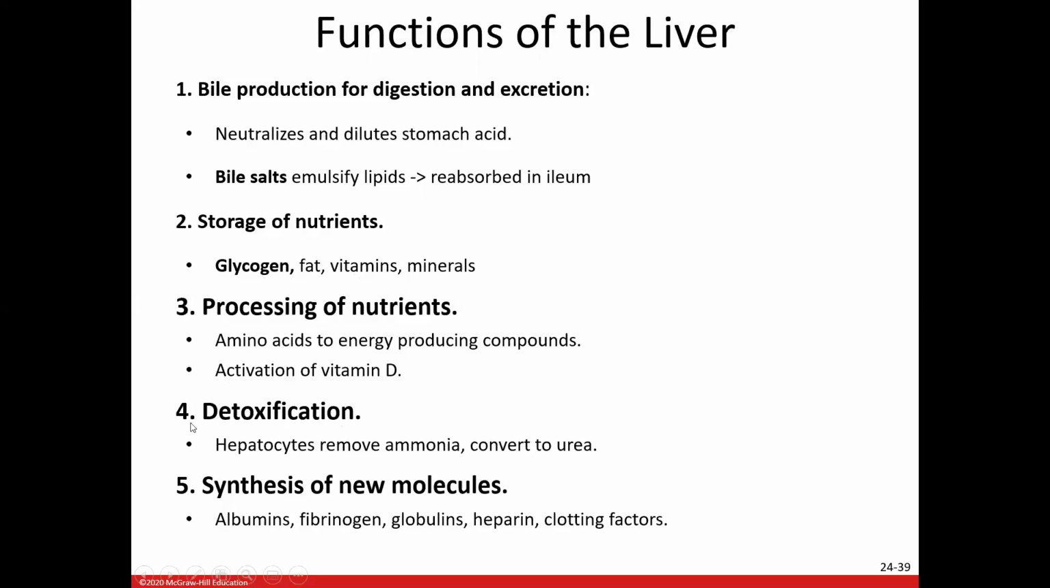Additionally, the liver is involved with detoxification. So those hepatocytes that make bile are also able to remove ammonia, which needs to be converted to urea to be excreted through the urinary system. Then lastly, your liver helps with synthesizing a lot of your blood proteins. So things like your albumins, your globulins, your fibrinogens, most of which you remember being helping with the blood clotting process from the very first chapter we covered.